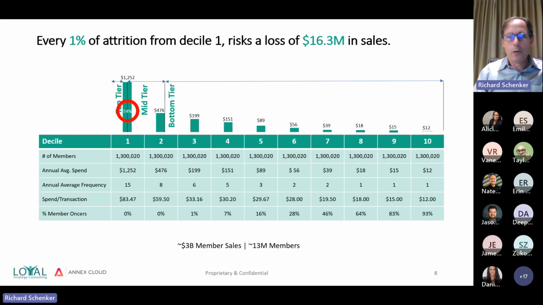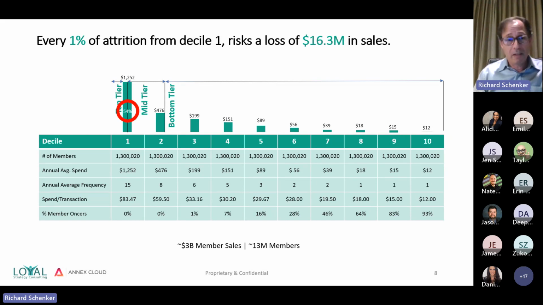Excellent. So the first thing that pops out is that 54% of the spend comes from that top cohort, that top 10% of customers. That is a really important number, because you want to be in a position to defend and retain those customers. What we derived out of the analysis here is that for every 1% of attrition from decile 1, there's a risk of $16.3 million in sales loss.